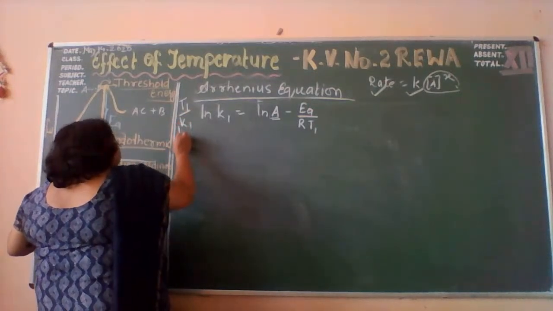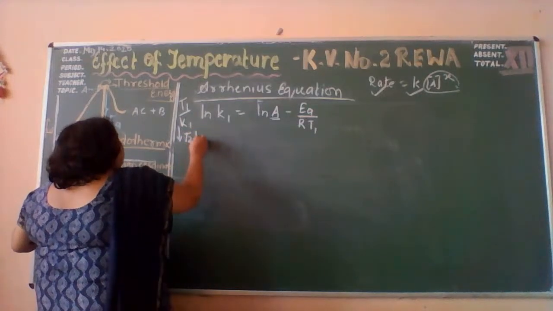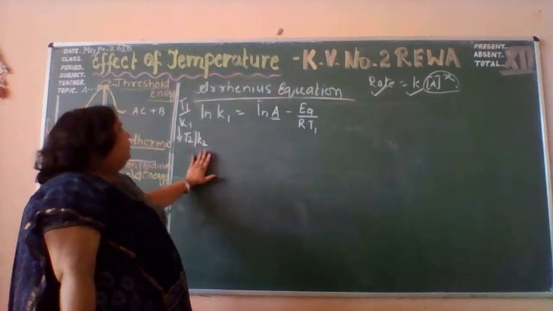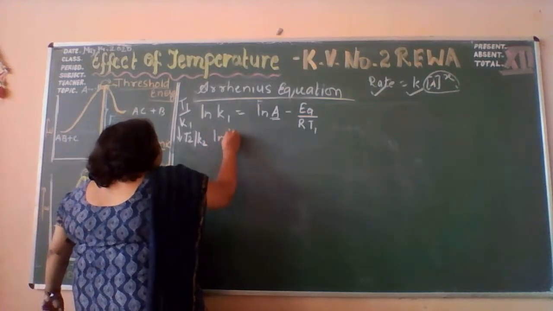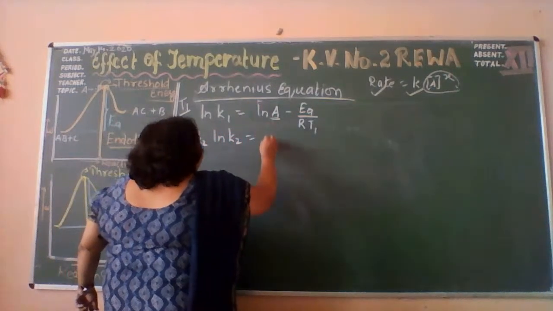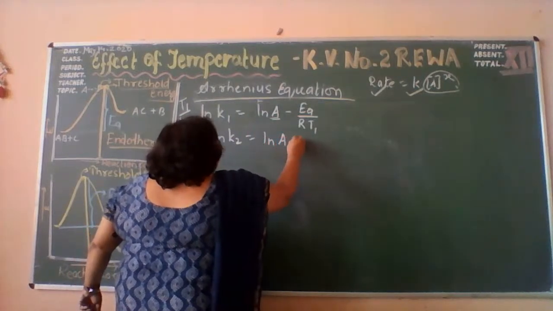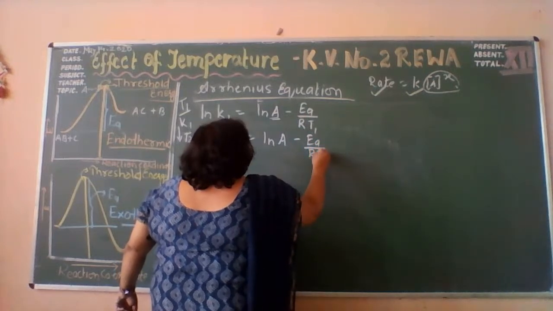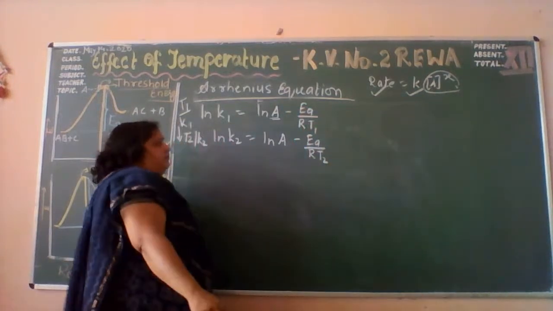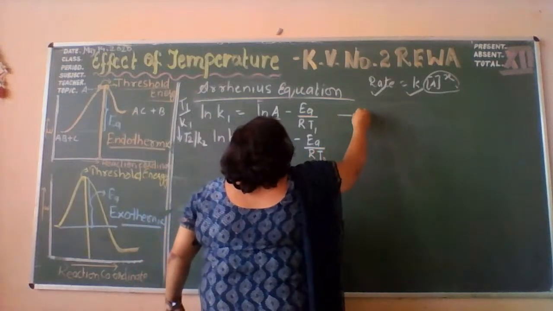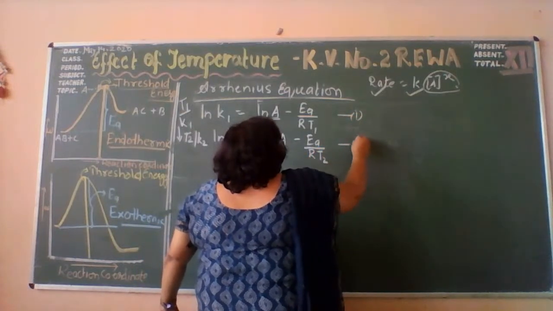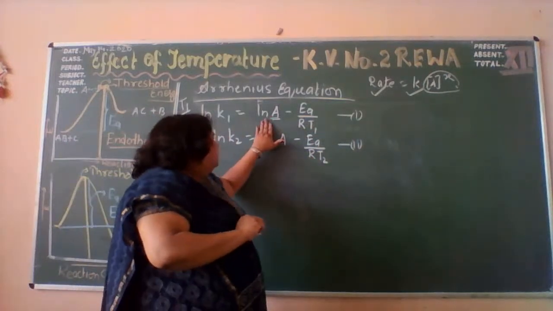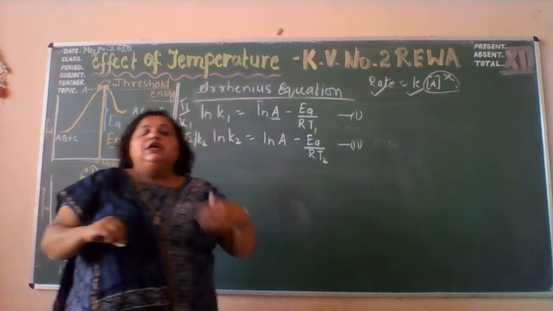Suppose now the temperature is changed to T2, and the rate constant has become K2. log K2 = log A - Ea/RT2. This is equation number 1, and this is equation number 2. Right? For the temperature T1, this is for the temperature T2.